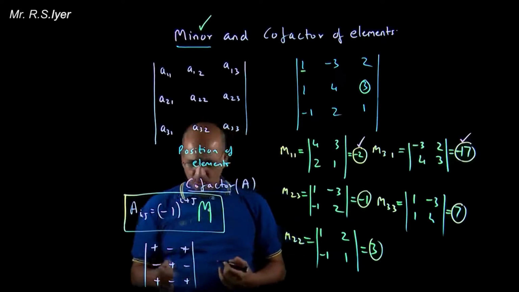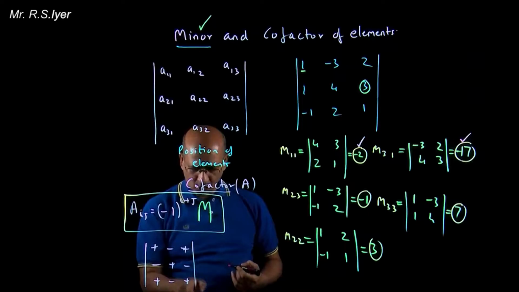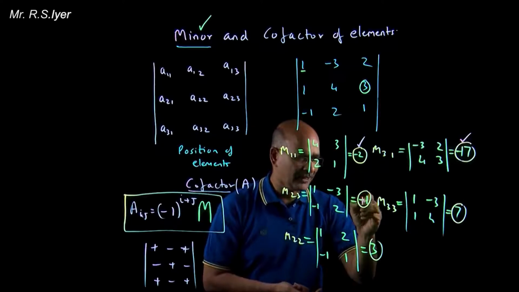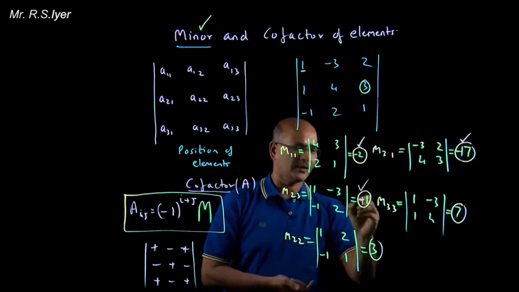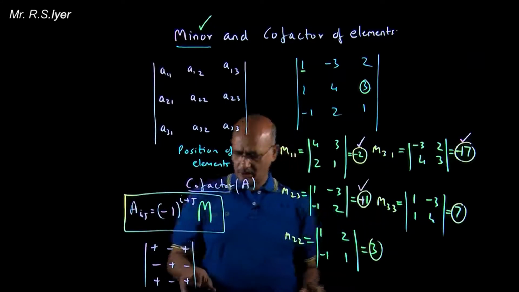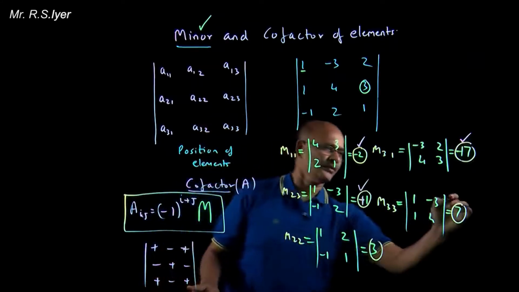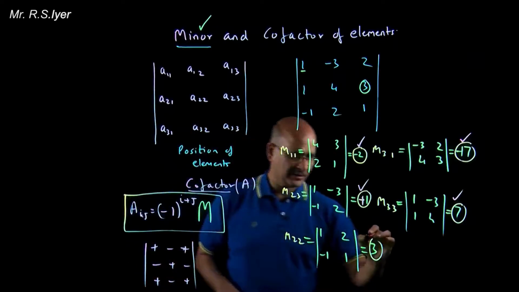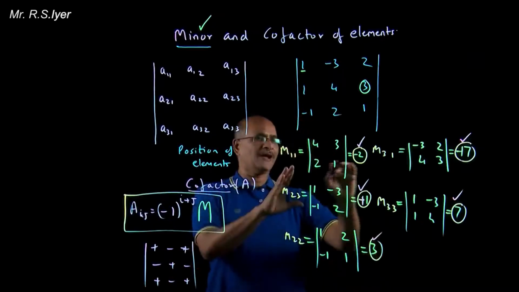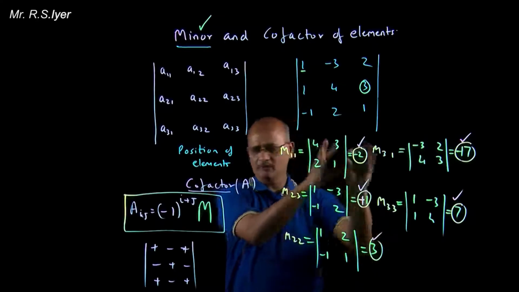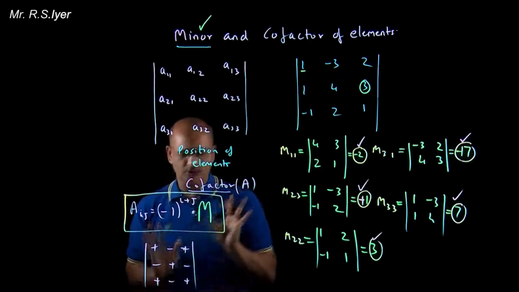2 3 is second row, third column, there is a minus sign, right. So, minus of minus will become plus 1, that will become the cofactor. 3 3 is there, plus, same thing. 2 2 is here, plus, same thing. So, the cofactor is the minor with a sign. Once you find the minors, you put plus and minus sign based on the situation.